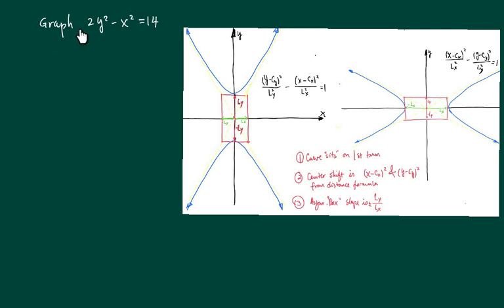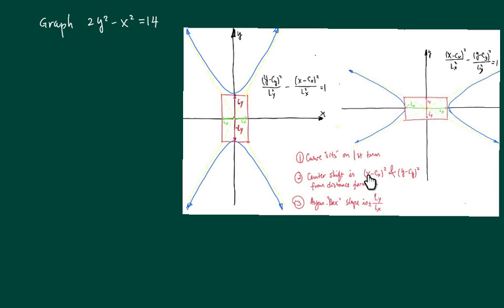Now, before jumping into graphing this one, let's do a quick review on what's important when it comes to graphing hyperbolas. First thing first, the curve always sits on the first term. So if the first term is positive, that's y squared, then the curve sits along the y direction. If it's positive on the x, then it sits on the x direction.